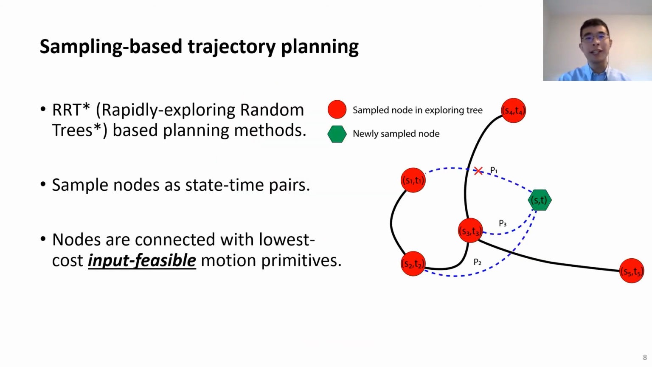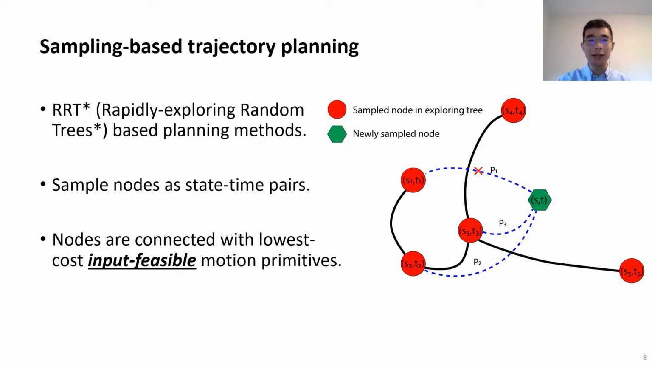With the primitive generator and collision detector in mind, we now introduce our sampling-based trajectory planning method. The method is based on the RRT star algorithm with two key differences. First, we sample nodes in the free space as time-state pairs. The state of the vehicle is described by its position, velocity, and acceleration. Second, the sample nodes are connected with input feasible multicopter primitives with the lowest cost.